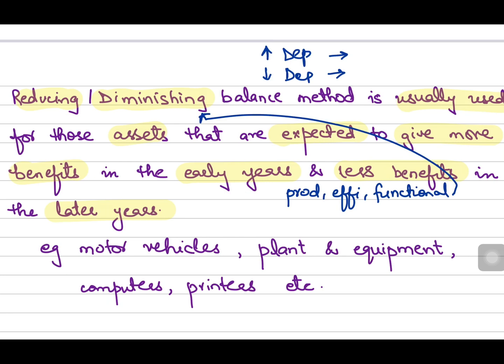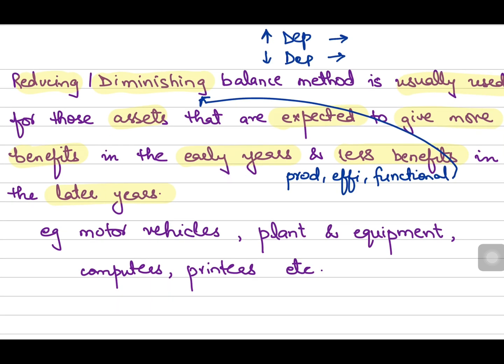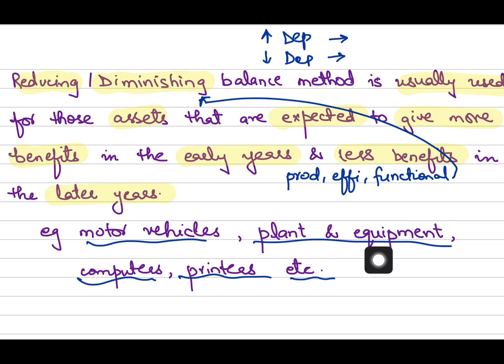Now, a few famous examples of those non-current assets would be motor vehicles, plant and equipment, computers, printers, etc. Now, since these assets are more functional, they are being used more in the initial years of their useful life. So, that is why using the reducing balance method would make more sense, right. Now, since they are being used more, they are benefiting the business more. The business is earning more revenue because of such use, because of more use of those non-current assets. So, it would make more sense to use that depreciation method, which will provide a similar expense against that use or against that benefit of the non-current asset.